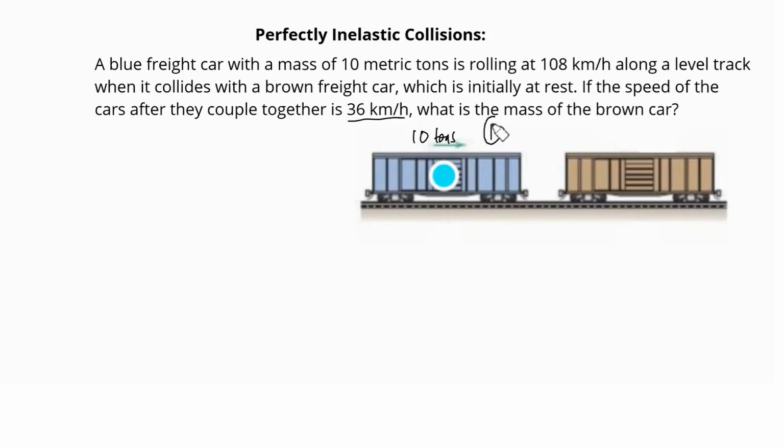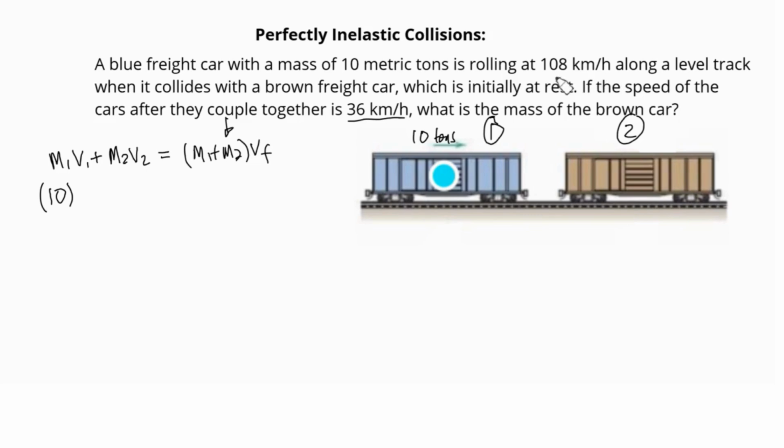So I'm going to call this guy 1 and this guy 2, because if I use blue and brown, it'll be the B's in both cases, and that doesn't really help. So our original equation again is m1 v1 plus m2 v2 is equal to m1 plus m2 times vf. Now we don't know the mass of this brown car. That's what we're looking for, m2.